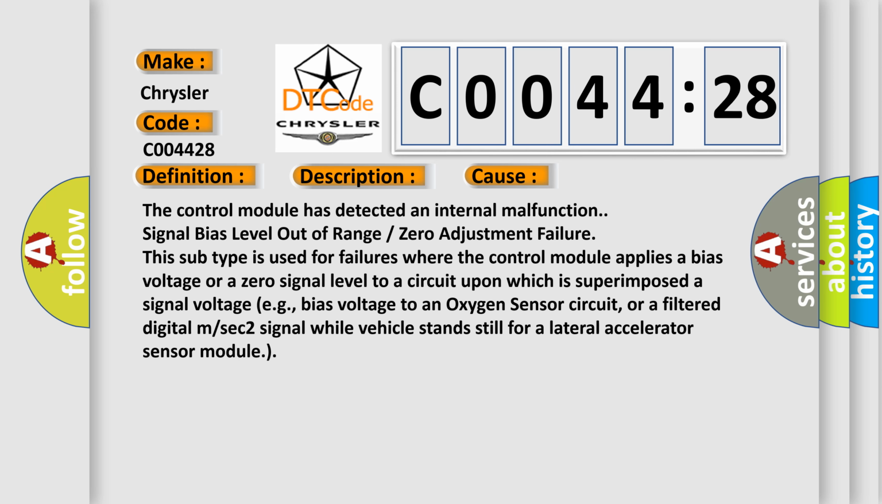The control module has detected an internal malfunction, signal bias level out of range or zero adjustment failure. This subtype is used for failures where the control module applies a bias voltage or a zero signal level to a circuit upon which is superimposed a signal voltage, e.g., bias voltage to an oxygen sensor circuit, or a filtered digital PWM or SENT signal while vehicle stands still for a lateral accelerator sensor module.